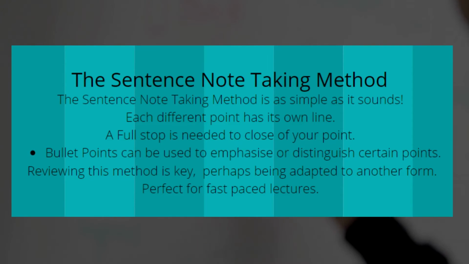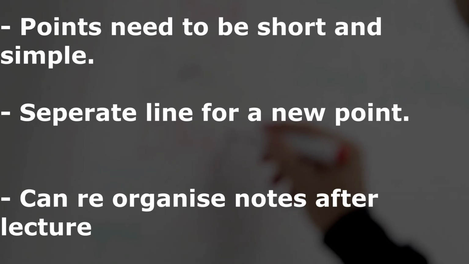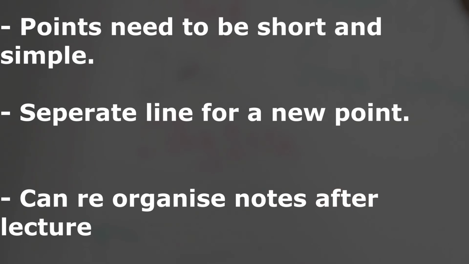The main premise of this method is to write shorter, concise sentences, with a separate line per point. Bullet points can be used to emphasize key points. This method requires no preparation, unlike some other methods such as the charting method. By having a separate line per point, concision is essential, and so this method is ideal for the lecture environment.